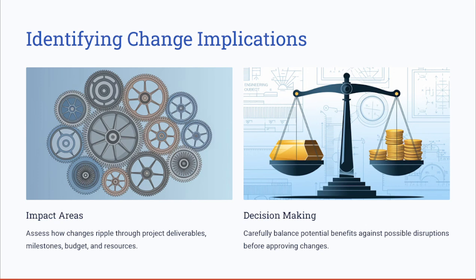For example, in a mobile application development project, changing the user interface design midway through the development may require revisiting the wireframes, modifying the code, retraining the users from zero, and delaying the launch by several weeks. By assessing both short term and long term effects, teams can make informed trade offs before approving the change.